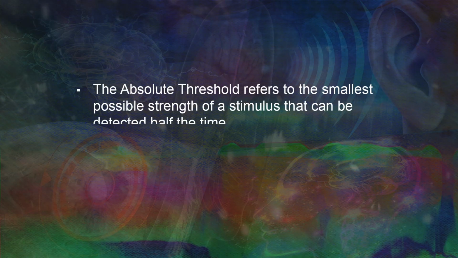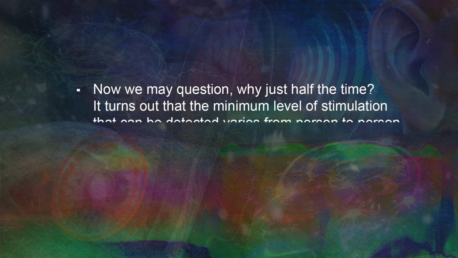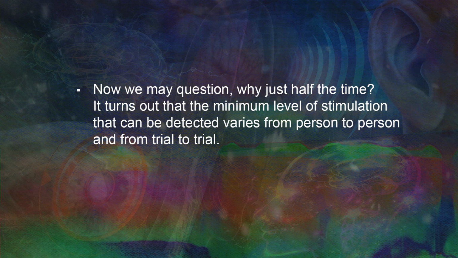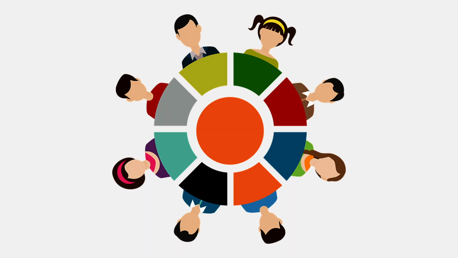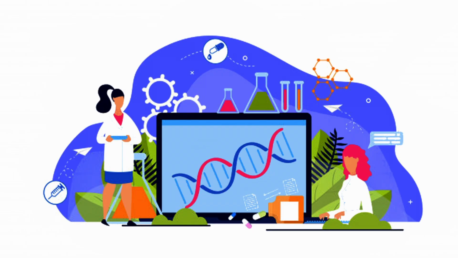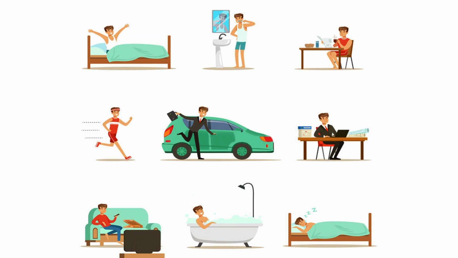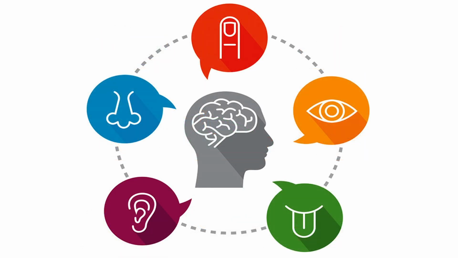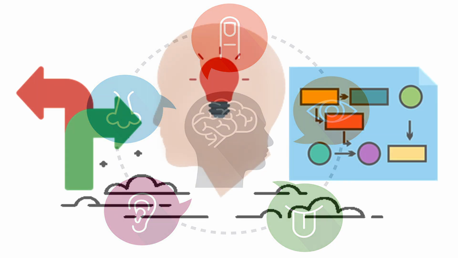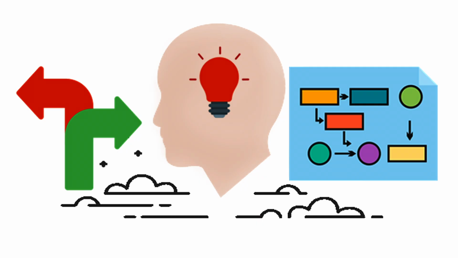There are two general kinds of sensory thresholds for each sense: the absolute threshold and the difference threshold. The absolute threshold refers to the smallest possible strength of a stimulus that can be detected half the time. Now, we may question, why just half the time? It turns out that the minimum level of stimulation that can be detected varies from person to person and from trial to trial. Because of this human variability, researchers have arbitrarily set the limit as the minimum level of stimulation that can be detected half the time. Under ideal conditions, which rarely occur in normal daily life, our sensory abilities are far more sensitive than you might think.